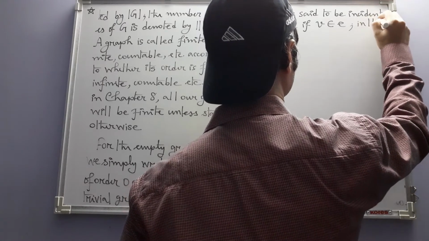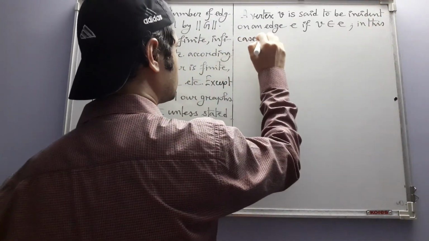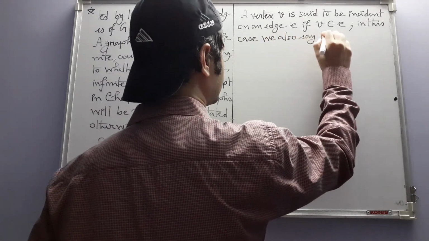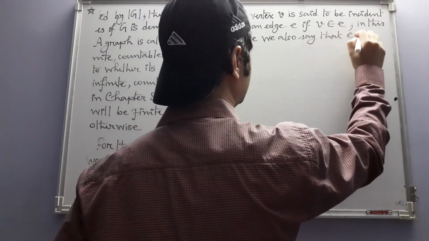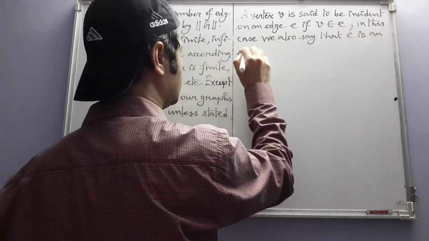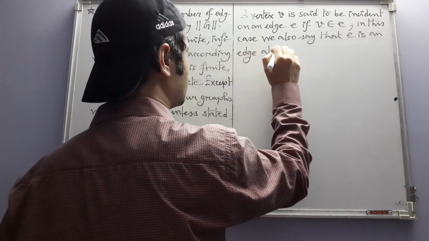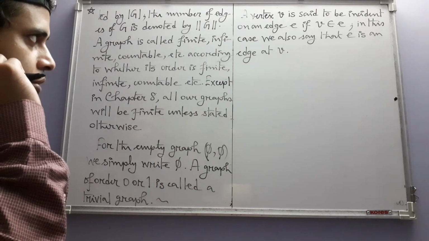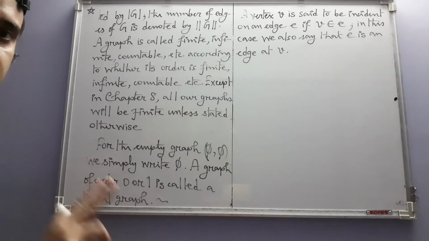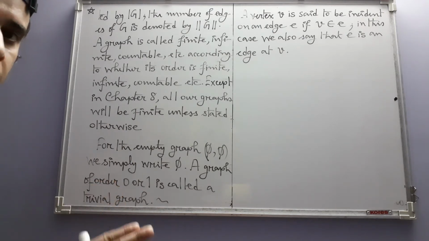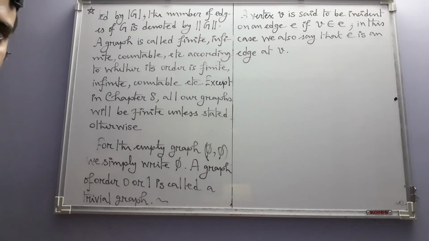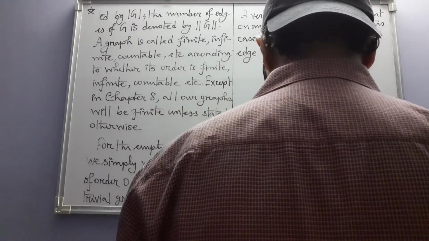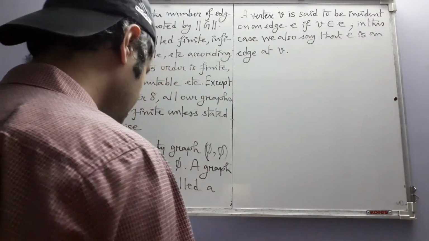In this case, we also say that e is an edge at the vertex v. So in that example, {1,2} is an edge at the vertex 1 and it's also an edge at the vertex 2, but it's not an edge at the vertex 3. So these are some ways of saying these things.